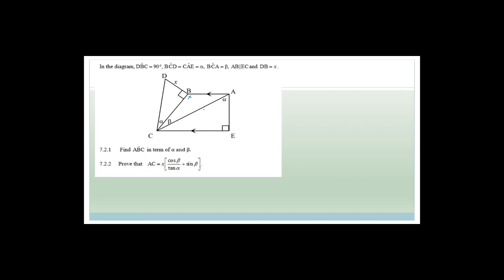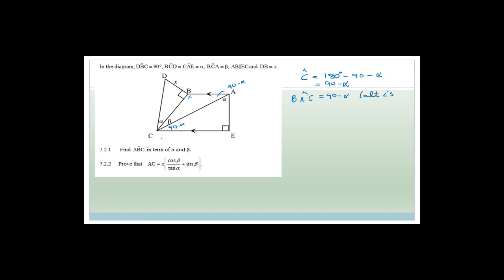Okay, so do you agree that if this is alpha and that's 90, this must be 90 minus alpha? How did I get that? Angle C is going to be 180 degrees minus 90 minus alpha because of the angle sum of triangle, which is going to be 90 minus alpha. So therefore, C is equal to 90 minus alpha. But therefore, BAC is also 90 minus alpha because they're alternate angles. So therefore, this is 90 minus alpha.